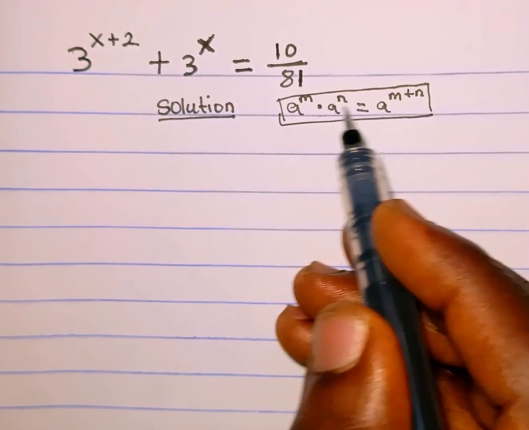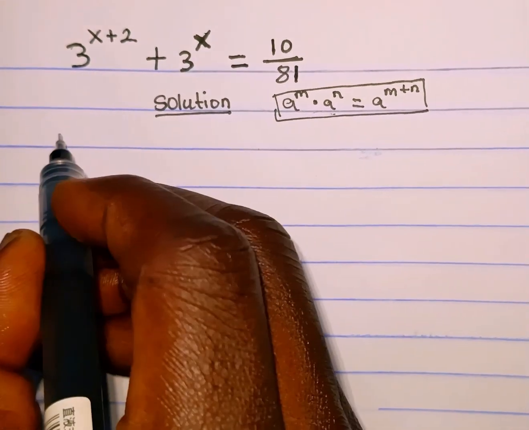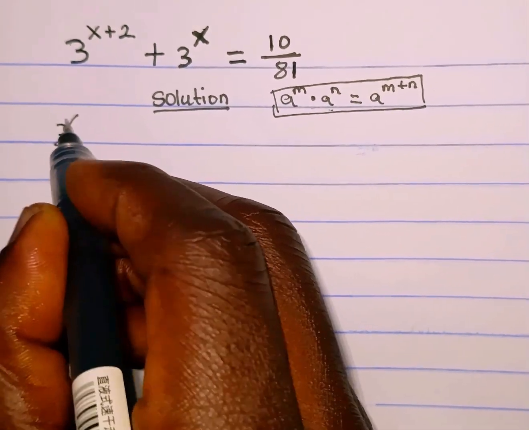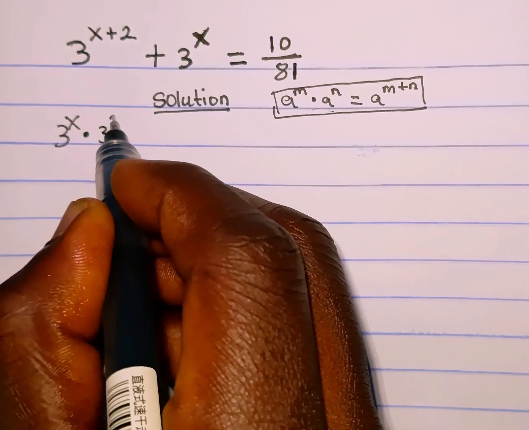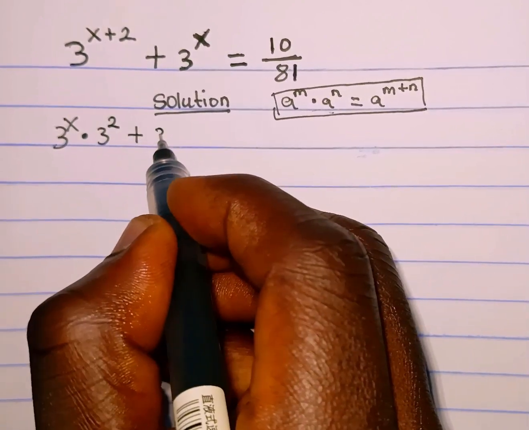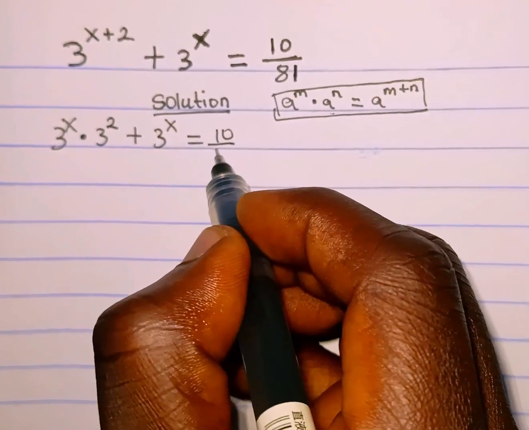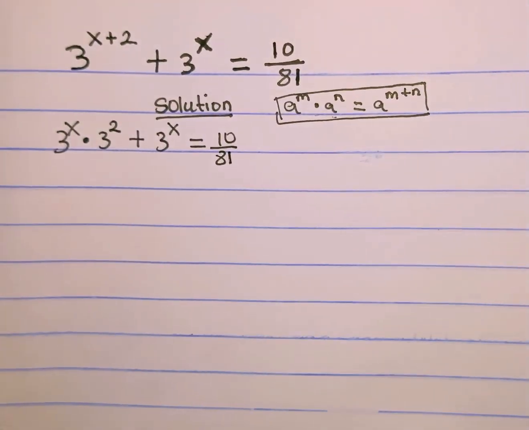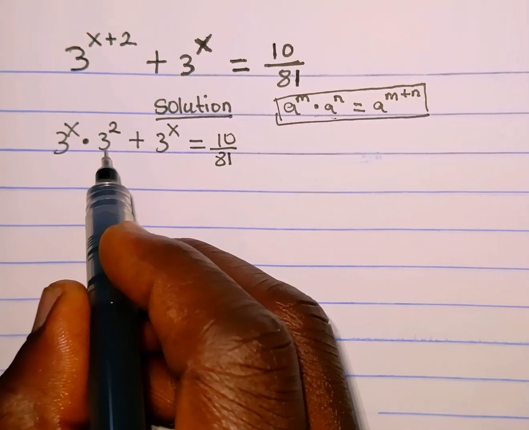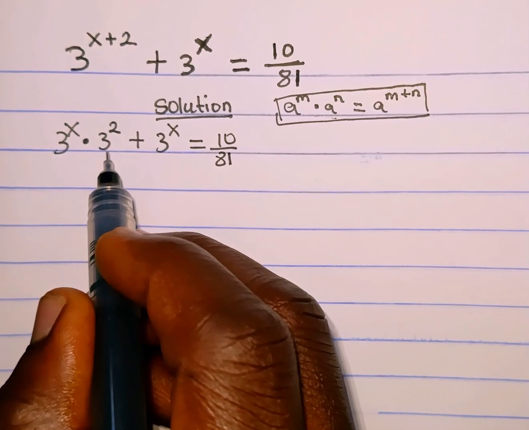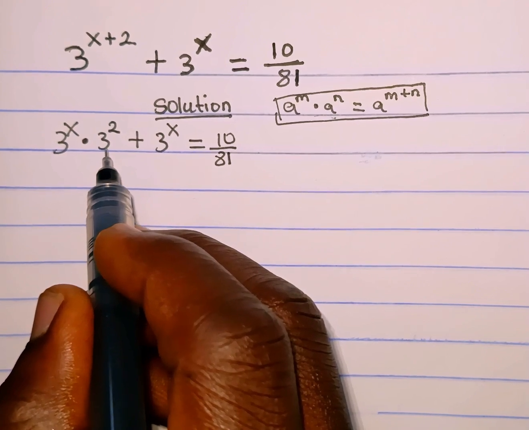The base is a, and here the base is 3. To write it in this form, we are going to have 3 raised to the power of x multiplied by 3 raised to the power of 2, then plus 3 raised to the power of x, which is equal to 10 over 81. The next thing we're going to do is to simplify further. Here 3 raised to the power of 2 is a constant. 3 to the power 2 implies 3 multiplied by 3, which is going to give us 9.